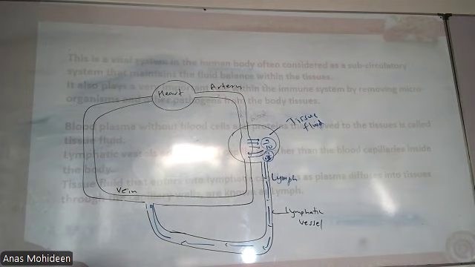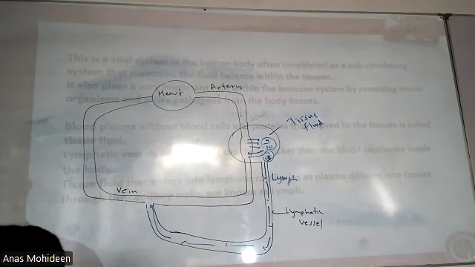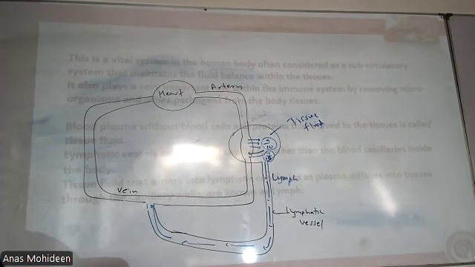Below the lymphatic system part, previous page, first page, under the lymphatic system, the second line, also underline. Blood plasma without blood cells and proteins that moves to the tissue is called the tissue fluid. What is tissue fluid? Blood plasma without the red blood cells and proteins, and it contains WBC and blood plasma mainly. So this is what we term the tissue fluid.